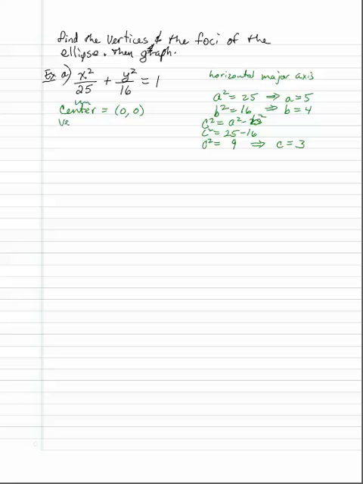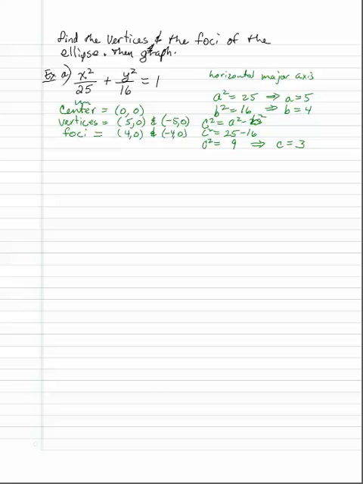The vertices, remember, vertices are always on the major axis. So if the major axis is horizontal, you're going to add A to the x-coordinate of the center. Add and subtract it. So it's going to be 5, 0, and negative 5, 0. And the foci, same thing. I'm going to add and subtract B to the x-coordinate because it's a horizontal major axis. So I'm going to go 4, 0, and negative 4, 0.